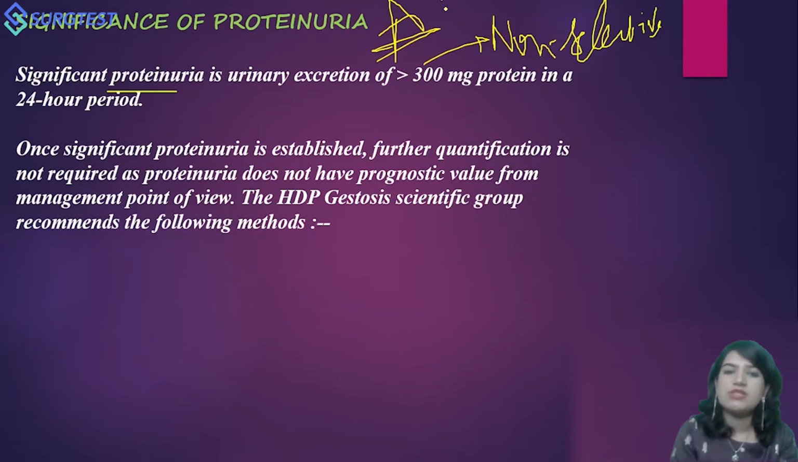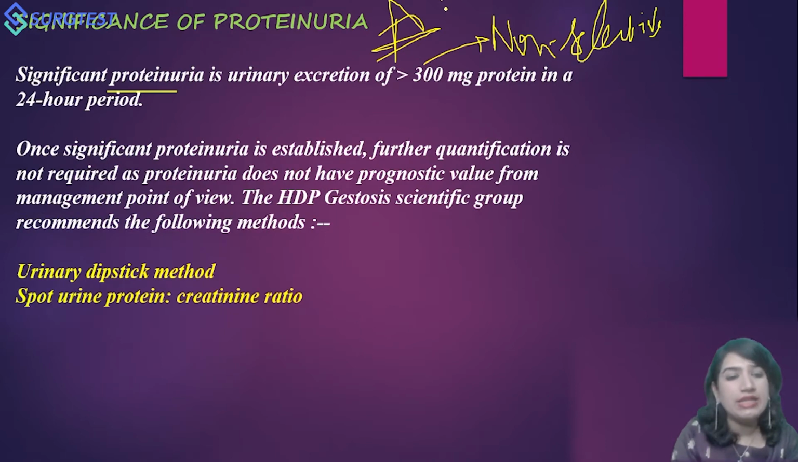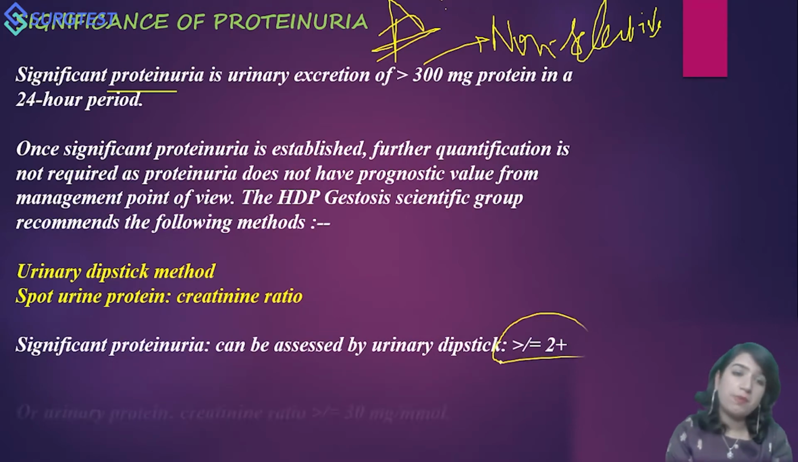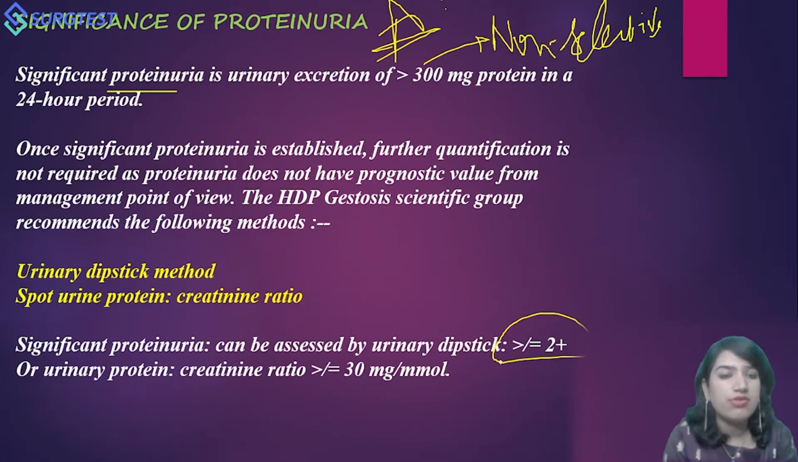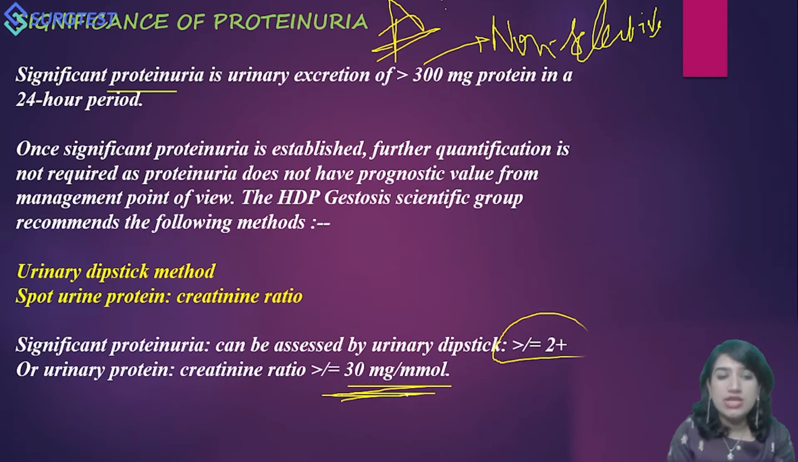What does the HDP Gestosis scientific group recommend? It recommends to do a urinary dipstick, or you can do a spot urine protein creatinine ratio. Significant proteinuria can be assessed when the urinary dipstick is equal to or more than 2 plus. And if you talk about the spot protein creatinine ratio in the urine, it should be equal to or more than 30 milligram per millimole. So these are the two cutoffs. Significant proteinuria on dipstick is equal to or more than 2 plus, and spot urine protein creatinine ratio equal to or more than 30 milligram per millimole is what qualifies as significant proteinuria.